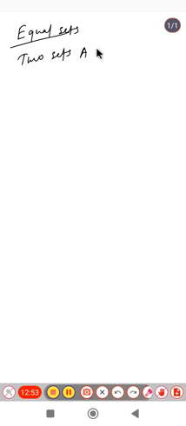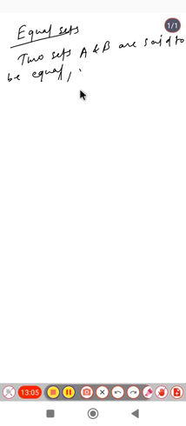Now we'll see the next topic, that is equal sets. For example, two sets A and B are said to be equal, then both the elements of the set A and the set B should be the same.